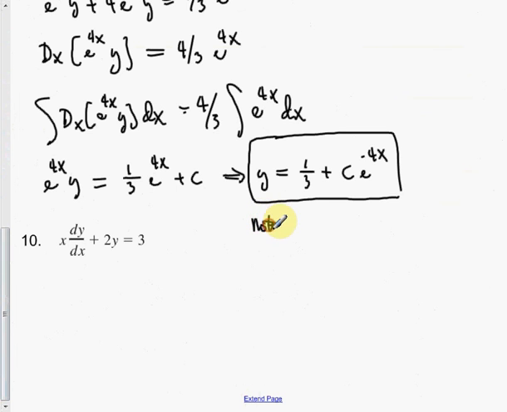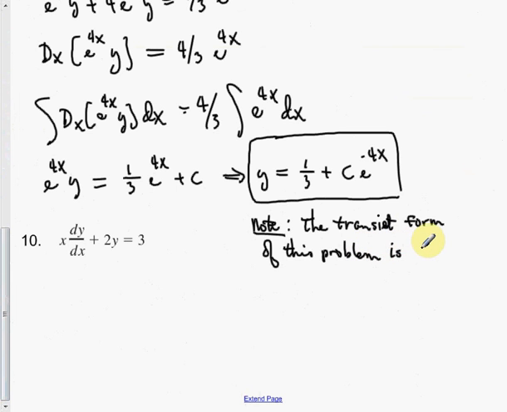So we note that, and I'll talk some more about it on the day we come back. But here, the transient form of this problem is c times e to the negative 4x.